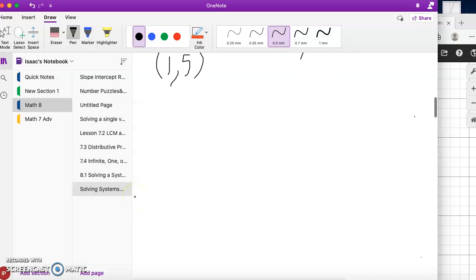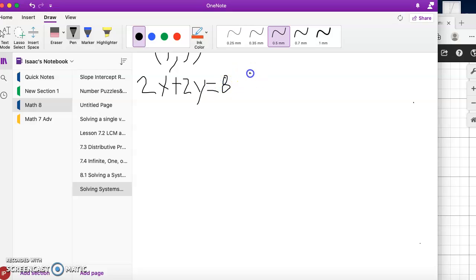So let's do one more. This one will not be in slope-intercept form, so we're going to have a little extra work to do. Let's say for this one, we need to solve this system of equations, and we've got 2x plus 2y equals 8. And we've also got 6x minus 3y equals negative 3.